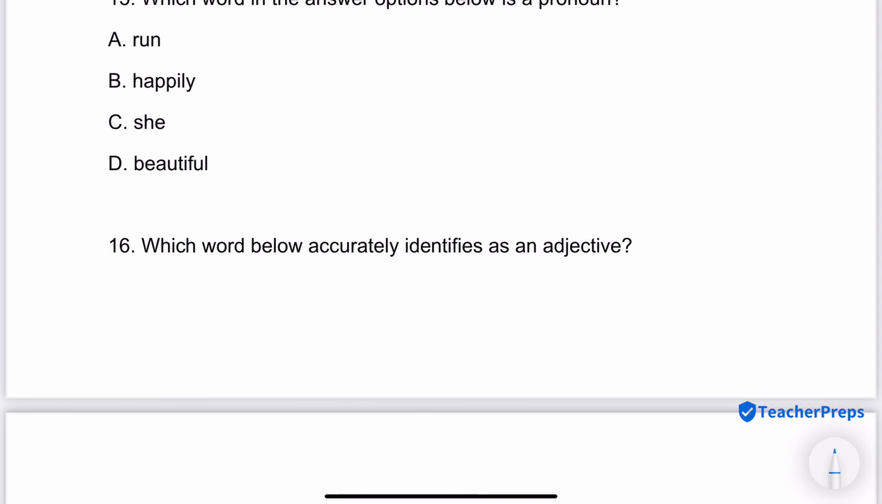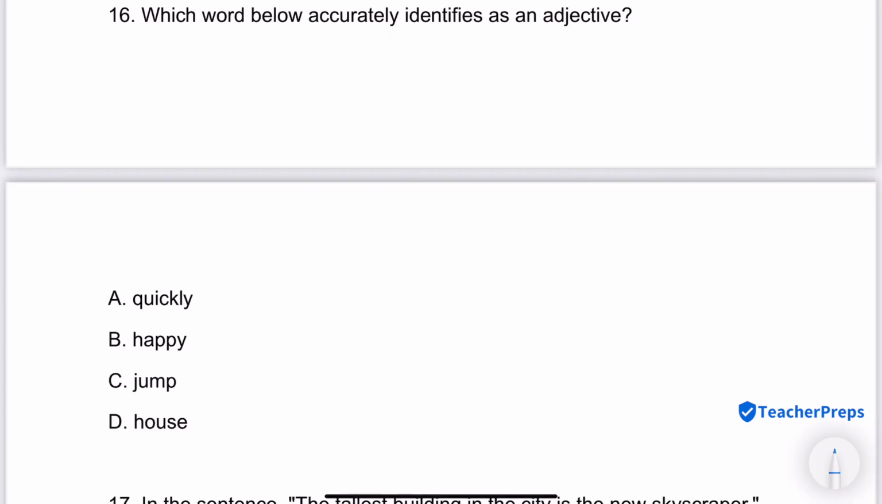Number 15, this asks, which word in the answer options below is a pronoun? Another grammar, specifically parts of speech question. And remember, a pronoun takes the place of a noun. So she can take the place of girl or a name like Mary, for example. And for that reason, we are going to go with option C, she. All right, moving on to question number 16.